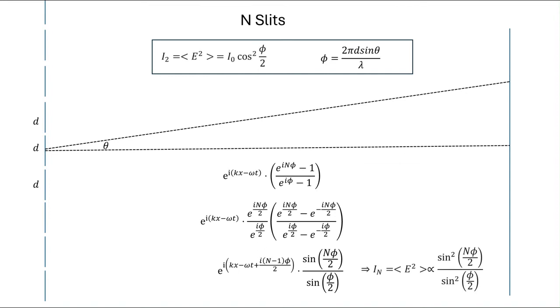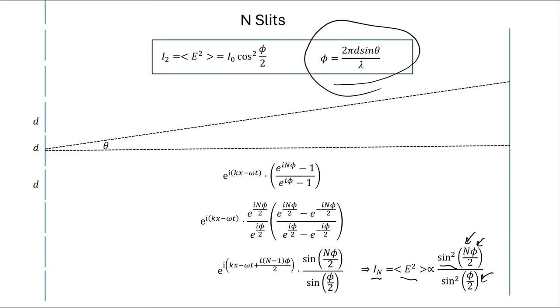In other words, this is crazy. I've found with complex variables the general case for n slits quite easily, and I found that somehow the intensity is proportional to sine squared of the number of slits times this phase factor that we already know, divided by just the sine squared of the phase factor.